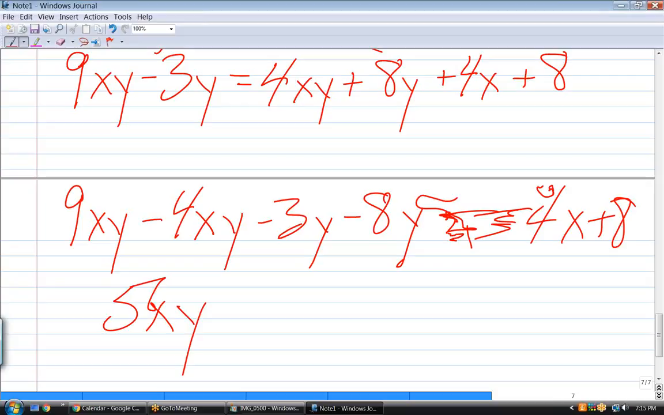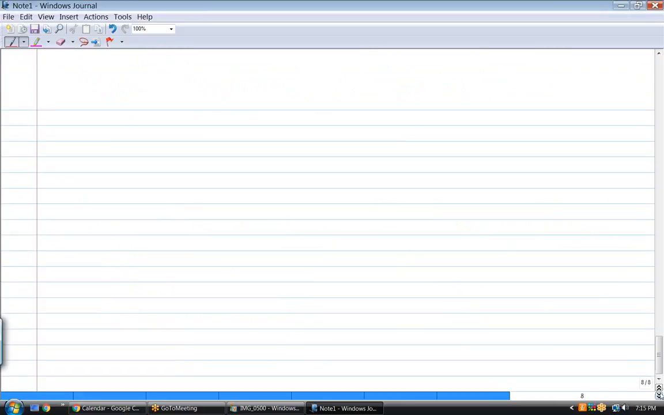It's minus 3 minus 8. Minus 3, minus 8. So okay, I see. That would be negative 11xy. Negative 11y. What's it equal to? 4x plus 8. Now this is the leap you have to make.